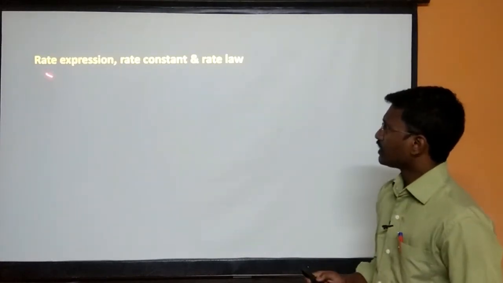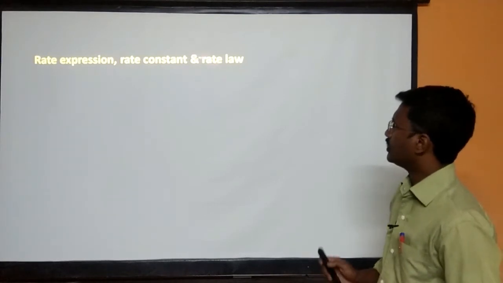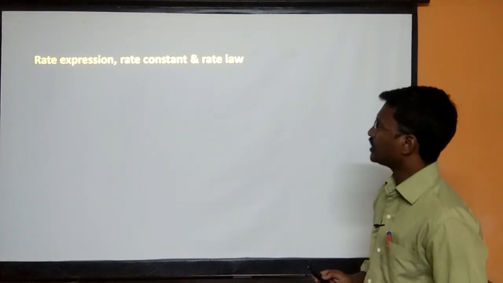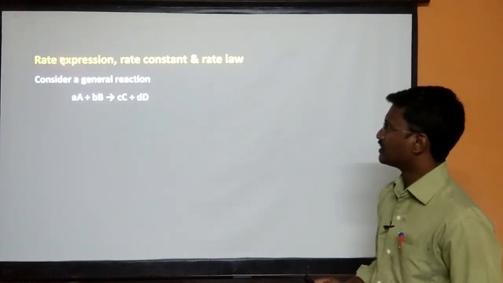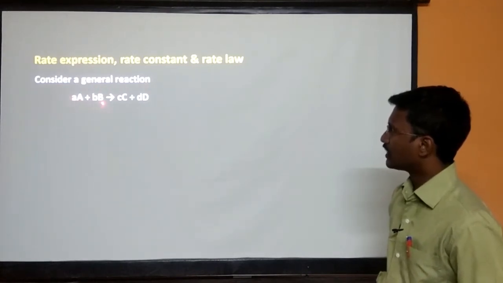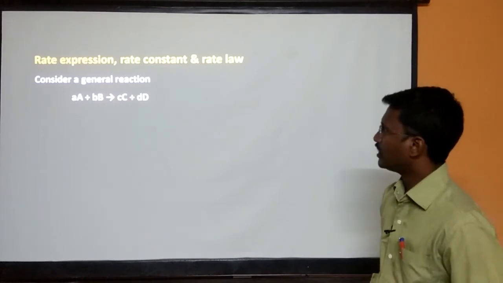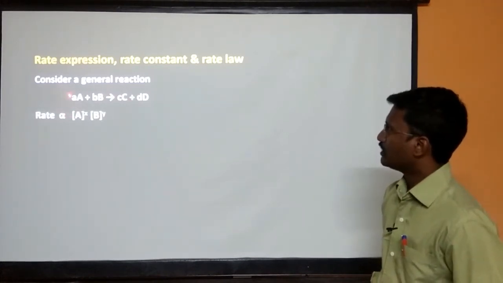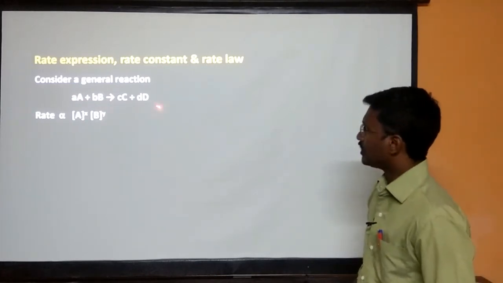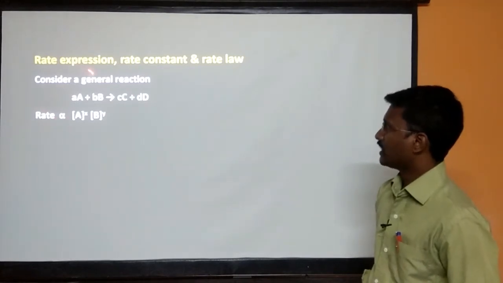Next one, the heading: rate expression, rate constant and rate law. These three are interlinked together. Rate expression is the expression of rate. Consider the general reaction where the reactants A and B give the products C and D. You should remember that here the small a, b, c are the coefficients. For this reaction we can write the rate expression.